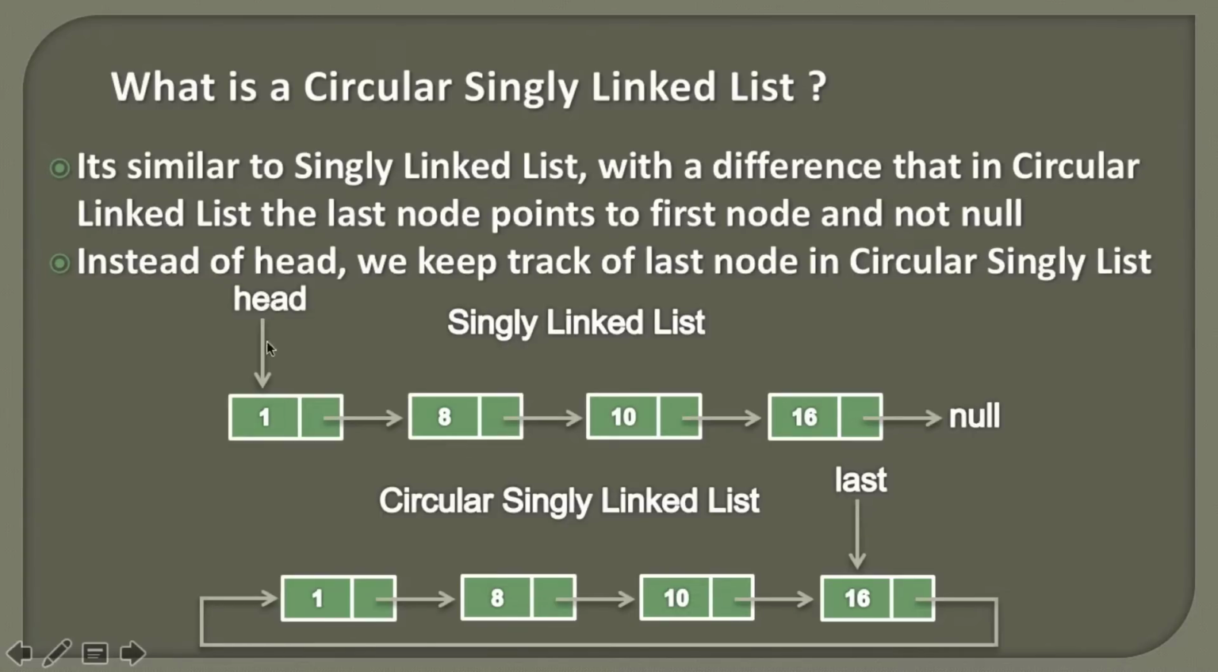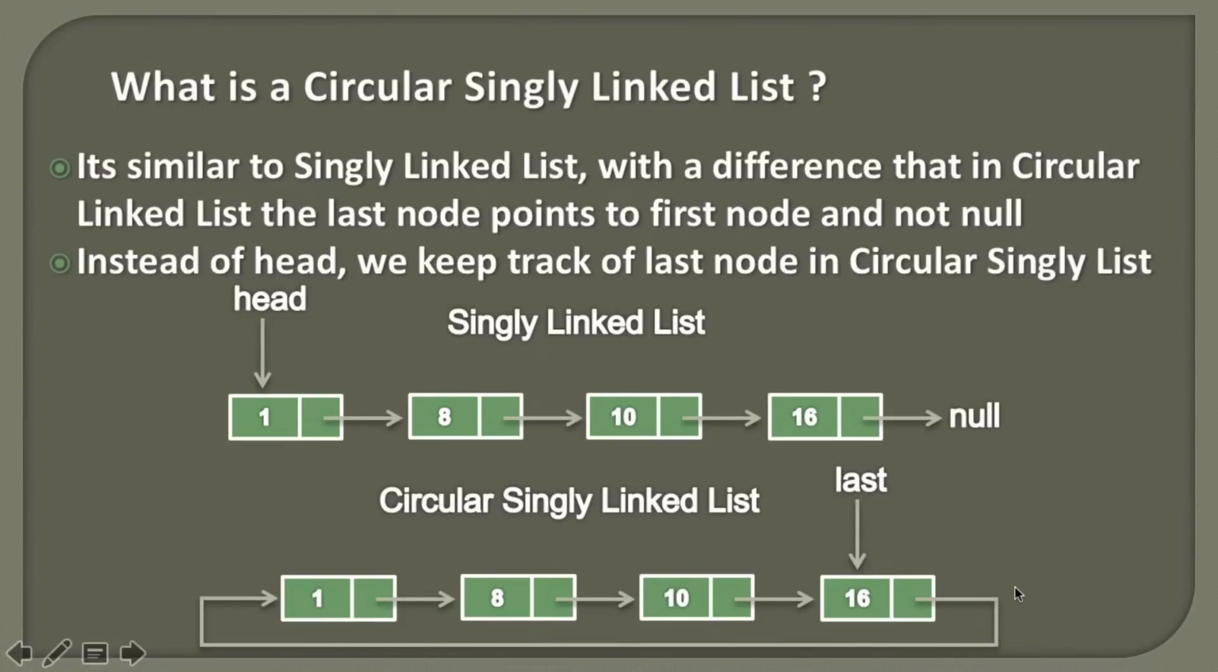So here, as head points to the first node, suppose we want to insert a node in a singly linked list at the end, we need to traverse each and every node in the singly linked list to reach the last node and then add the particular node. But in a circular singly linked list we are keeping track of the last node, and if we want to insert a node at the end, we can directly use this last pointer and add the node at the end.